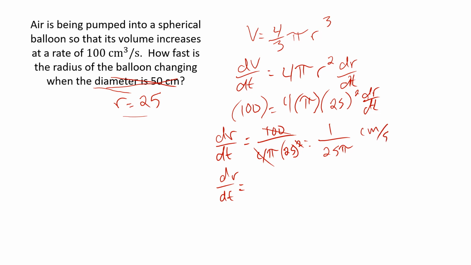On the calculator part, we're going to round it to a certain number of digits. We divide, and we get dr over dt is going to be about 0.0127 centimeters per second. And so we just plug it in.